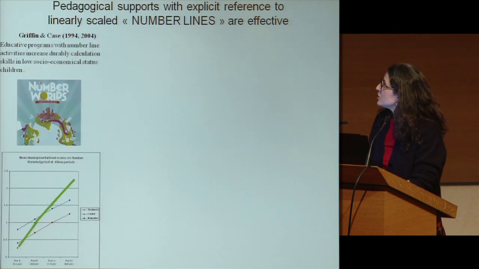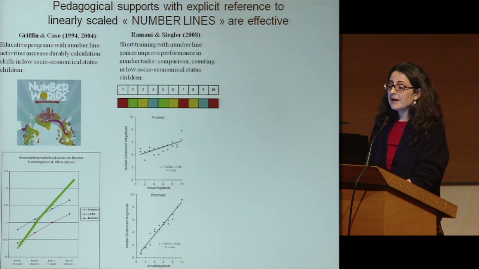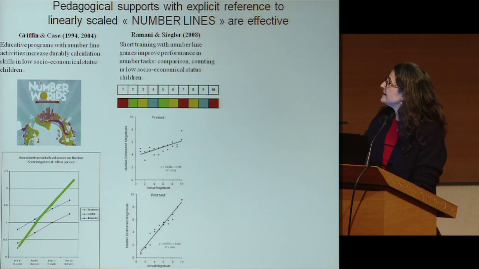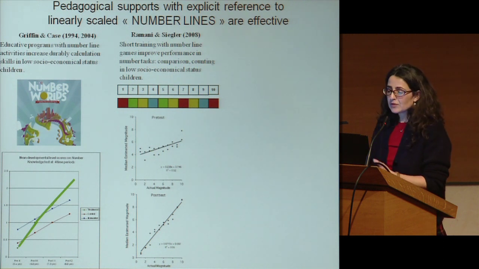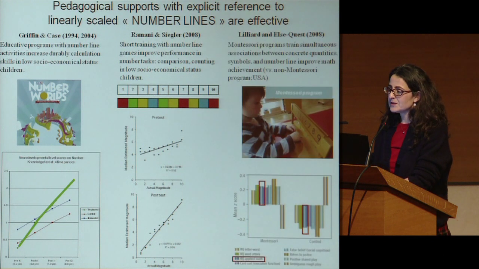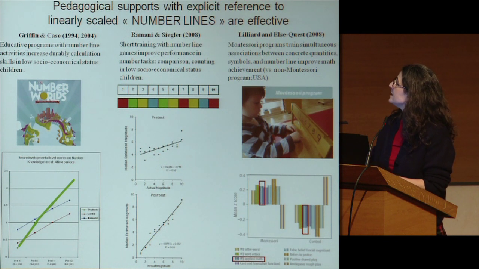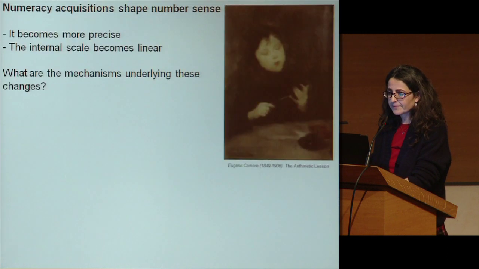For example, Griffin and Case showed that educative problems with number line activities durably increase calculation skill in low socioeconomic status children. Ramani and Siegler, we probably know about this: short training with board games that represent the numbers as linearly spaced on a line also increases performance in number tasks in low socioeconomic status children. And generally speaking, Montessori training programs, which simultaneously associate numerical quantities with symbols and numerical lines, seem to improve math achievement compared to other pedagogical tools.